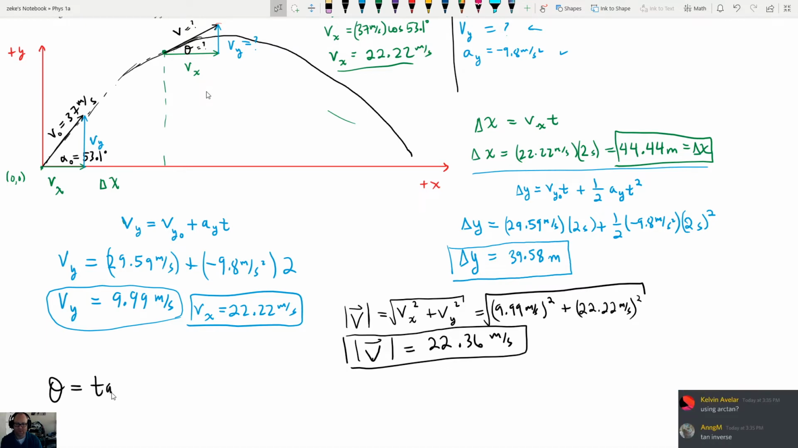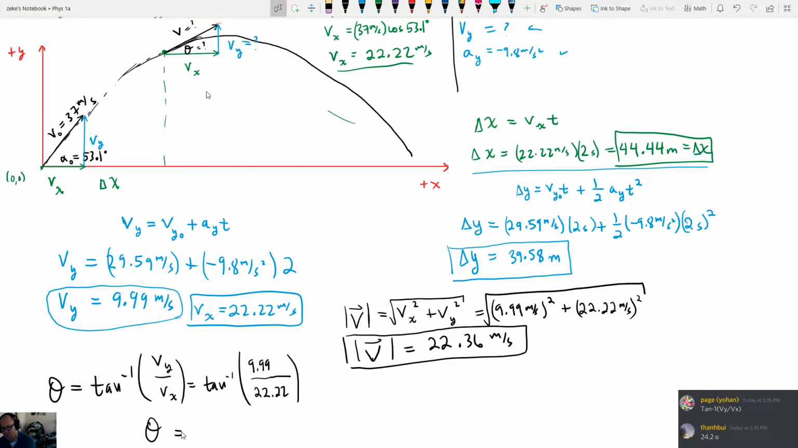Yeah, we're going to use the arctan of Vy over Vx. So that's going to be the arctan of 9.99 divided by 22.22. And we're not going to worry about the units because those will cancel out from this ratio right here. So you end up getting theta is equal to arctan, 24.2 degrees.